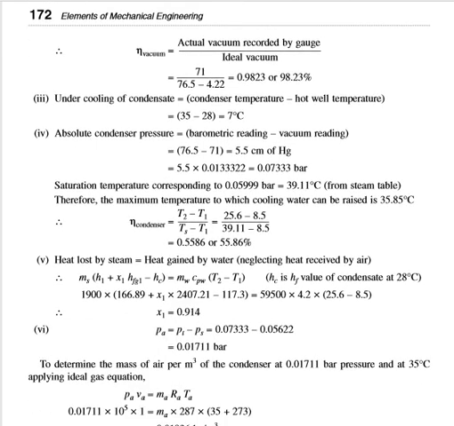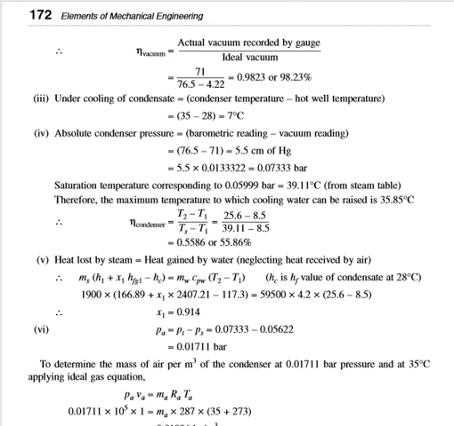Then find out the vacuum efficiency. That is the condenser efficiency. Again, the same formula: actual vacuum recorded by gauge divided by ideal vacuum. Therefore, 71 divided by (76.5 minus 4.22) will get 0.9823. Multiplied by 100, we will get 98.23%. You are getting the vacuum efficiency.